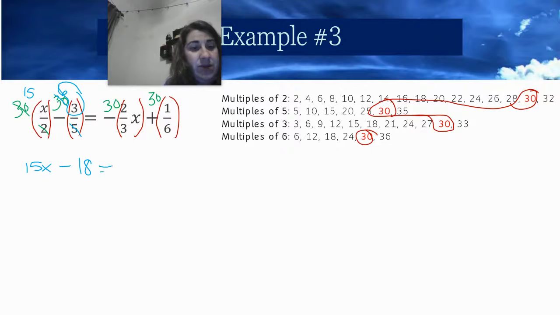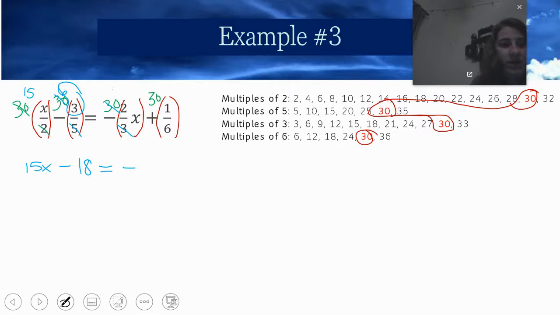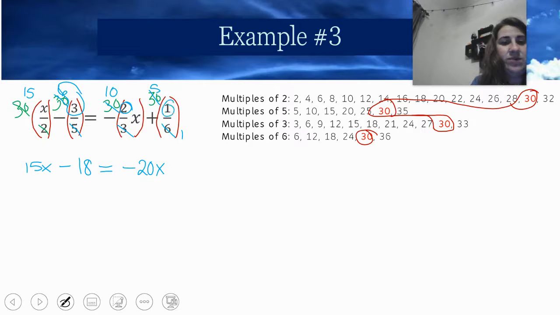I bring down my equal, bring down my negative. Now 30 divided by 3 gives me 10. 10 times 2 gives me 20x. And then 30 and 6 divided by that gives me 1. 30 divided by 6 is 5. And now I'm going to take 5 times 1, which gives me plus 5. And I've gotten rid of my fractions. Now I just have to solve it.